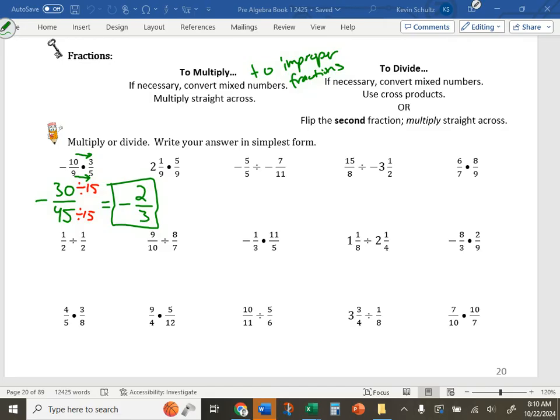2 1/9 times 5/9. We are multiplying here. I see that mixed number. It says convert mixed numbers to improper fractions. What's that going to be as an improper fraction? 2 1/9 as an improper fraction.